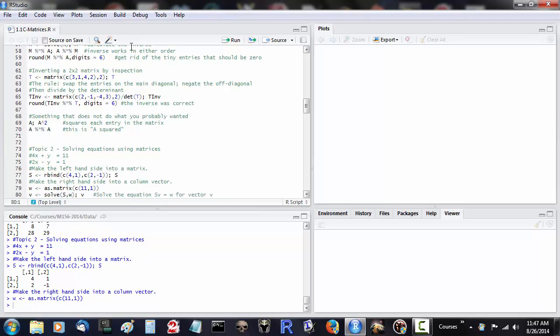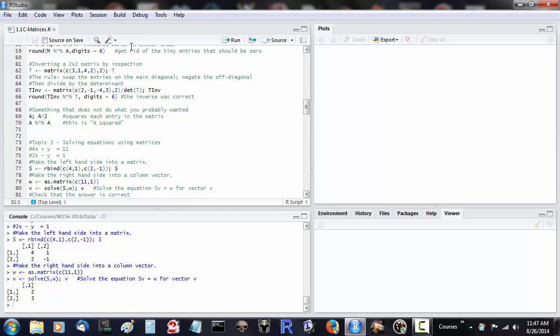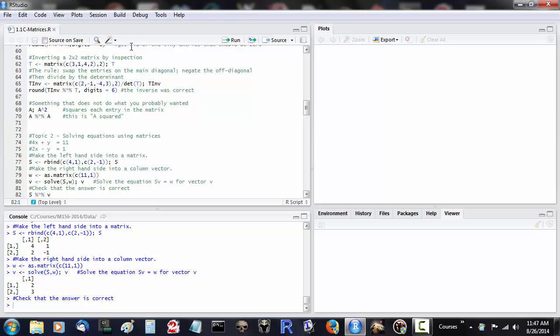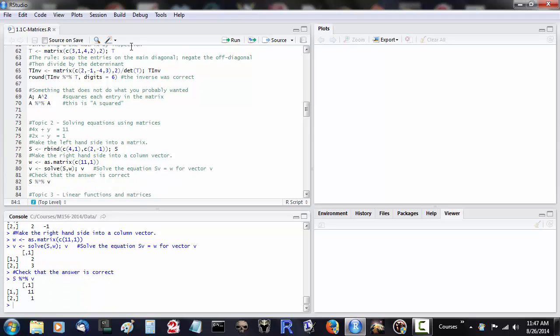And now in R, the function solve with 2 arguments will solve the equation matrix S multiplied by vector V equals vector W and give us the vector V. To confirm that this is correct, we just multiply S by V and we get back W.